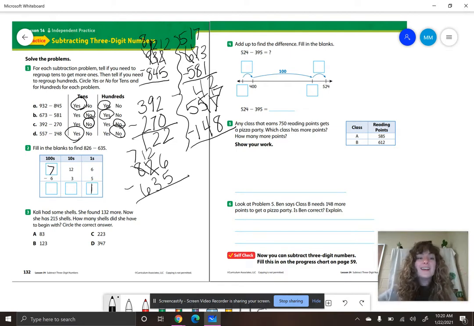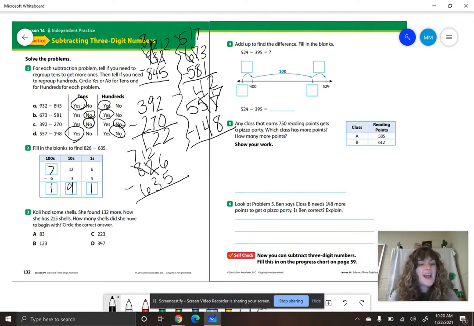So now I can subtract in my tens place. 12 tens, take away 3 tens. How many tens are we going to have left? 9 tens. All right, now I can move to my hundreds. If I have 7 hundreds and I take away 6, how many are going to be left? 100. All right, let's move on to number 3.